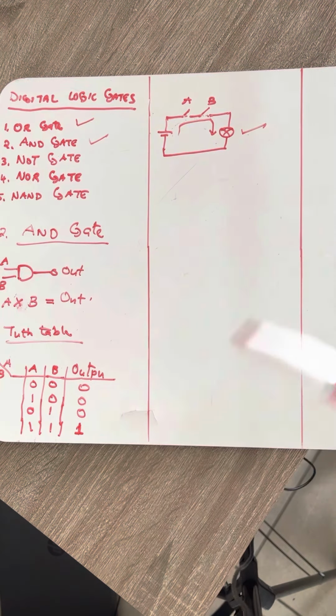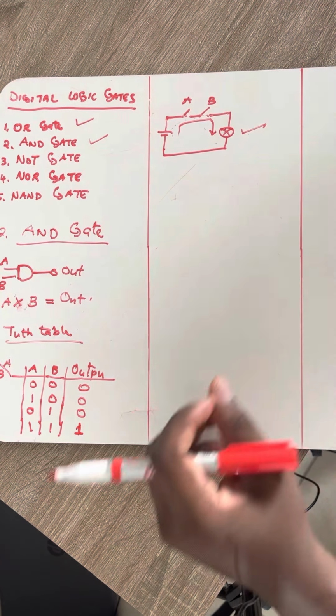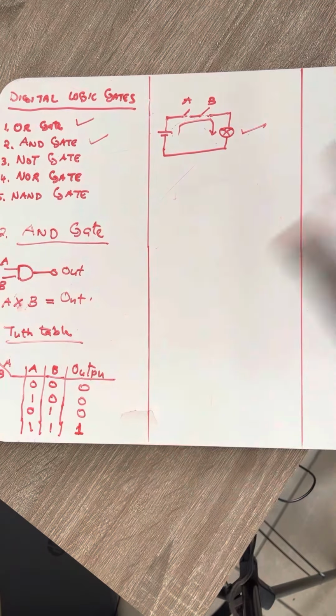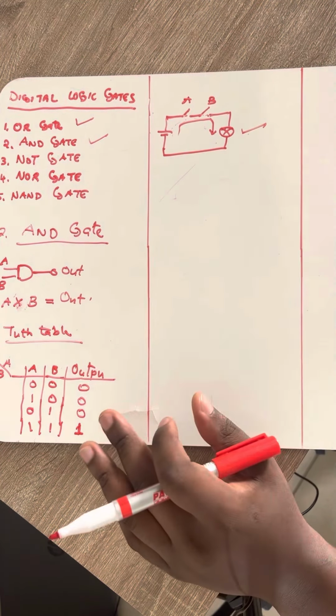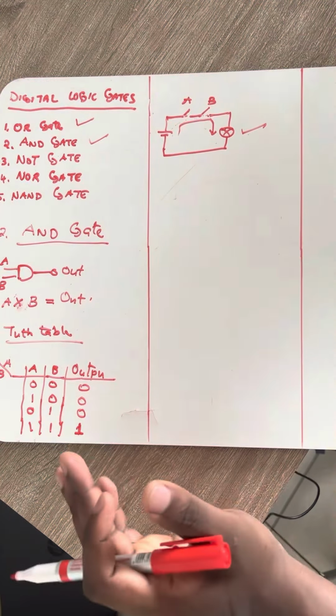For this concept, it's just the total opposite of an OR gate. Obviously, in different applications, you can use either an AND gate or an OR gate.